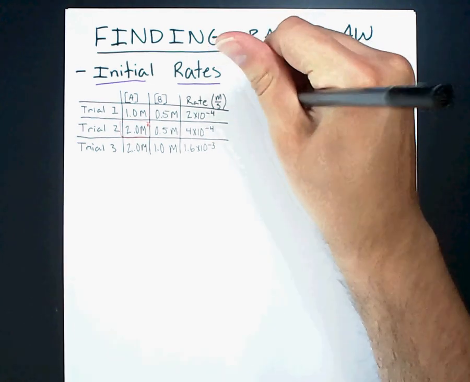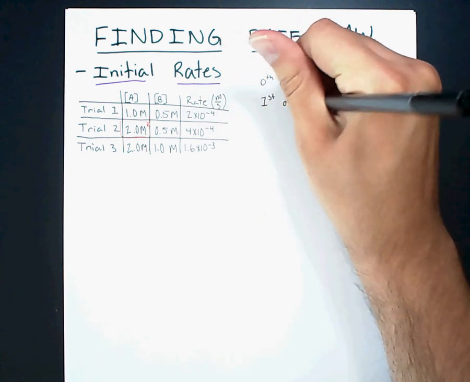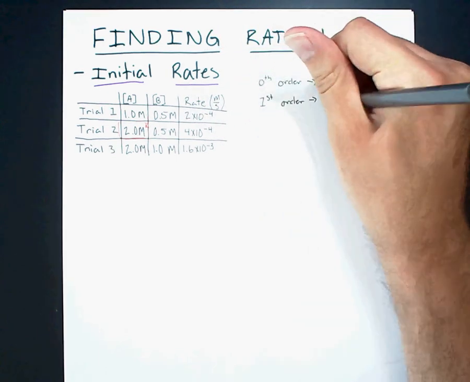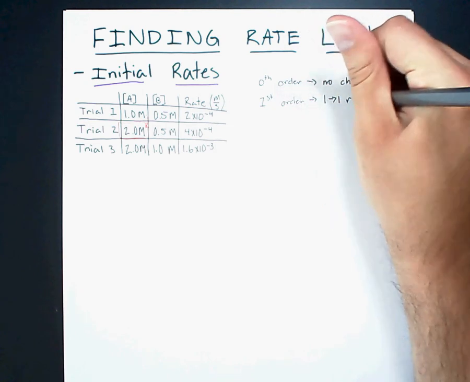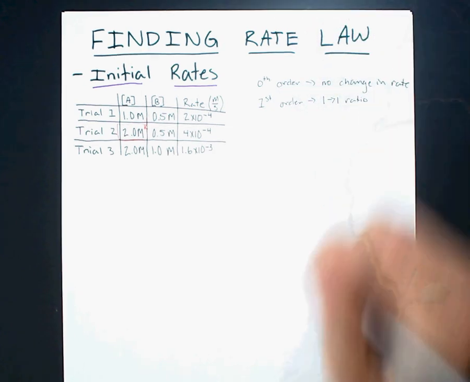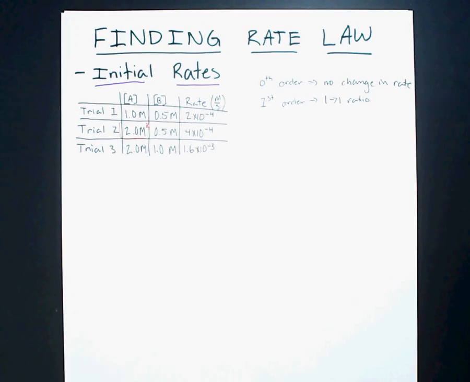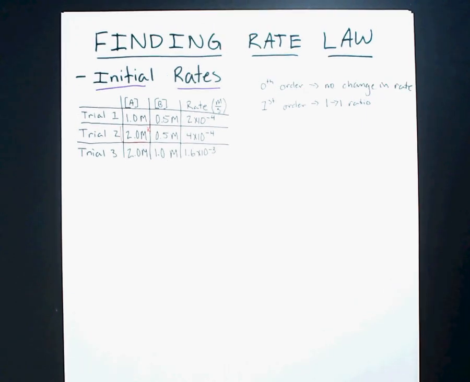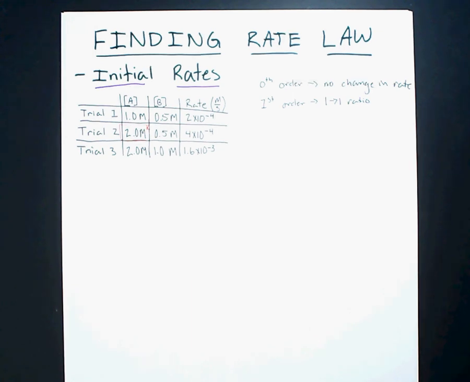Then you have first order. First order means that it's a 1-to-1 ratio. What I mean by that is if the concentration is doubled and the rate also doubles, it's first order. If the concentration triples and the rate triples as well, it's first order. It could even be the concentration goes up by a factor of 0.25, and the rate goes up by a factor of 0.25. They just have to match.